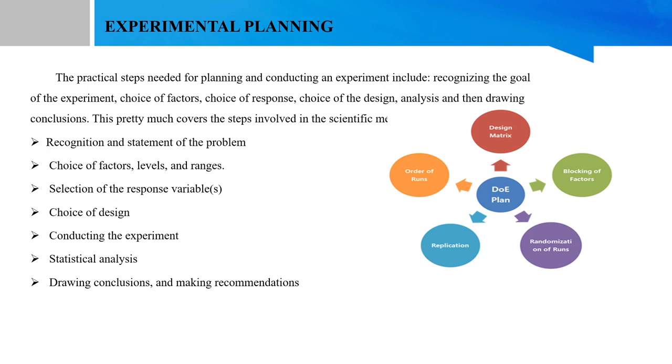The next thing we see is experimental planning, that is the planning phase. The practical steps needed for planning and conducting an experiment include recognition of the goal of the experiment, the choice of the factors, choice of a response, choice of the design, analysis, and drawing conclusions. The first thing is the objective of our experiment. The first thing we have to decide is the objective of an experiment.